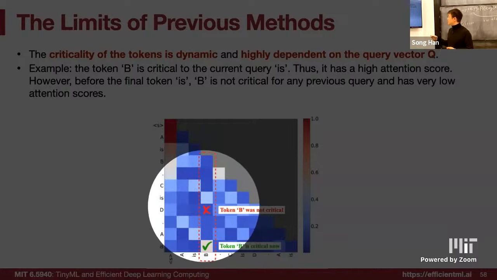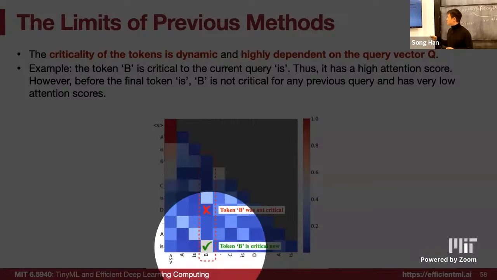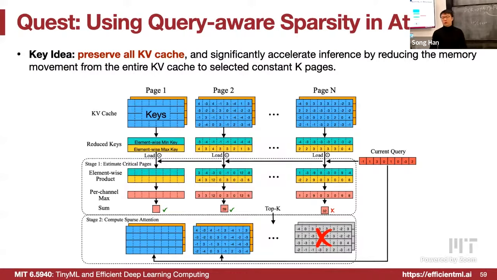So although previously B should be evicted based on the cumulative attention score, at this moment it should reside in the KV cache. You cannot prune it. This shows that dynamic pruning is very important. It's highly dependent on the input query vector Q rather than static. So what Quest does is use this query-aware sparsity in the attention mechanism.